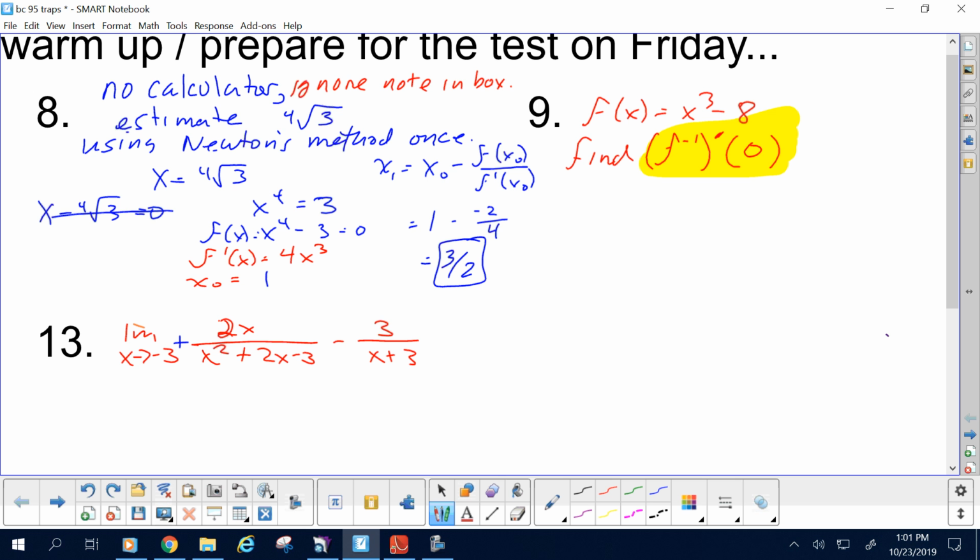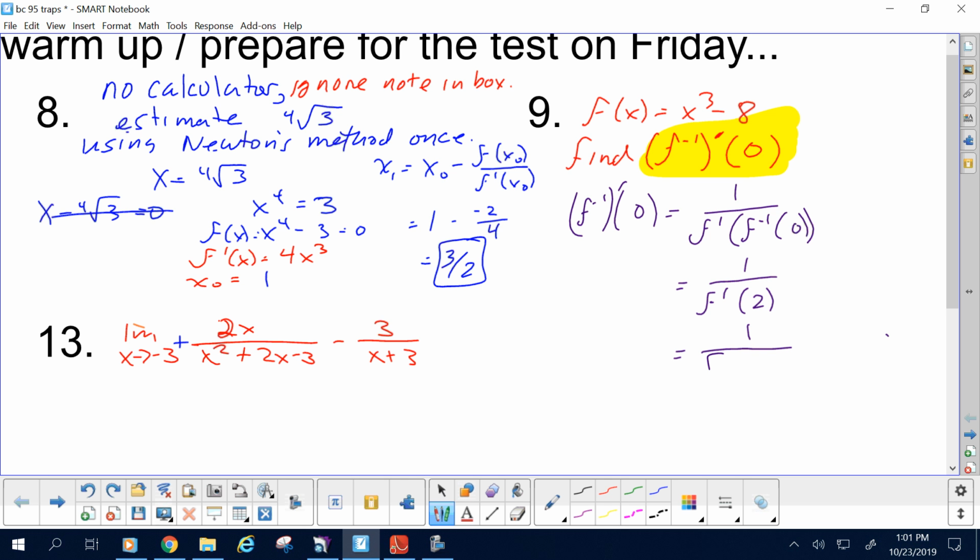Okay, 9. What'd you get for an answer? 112. Did you communicate your thinking well? That is the correct answer. So afterwards, it's only did you communicate your thinking well? Did you write the big idea first? Did you then find what the inverse is at 0? What is it? 2. Did you communicate what the derivative is? And then you're home free.